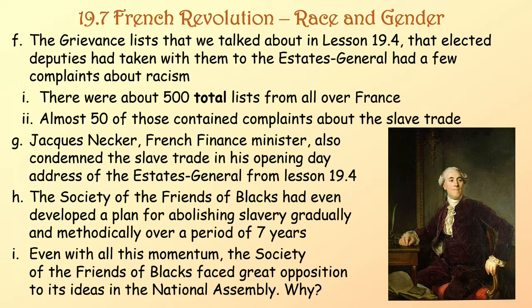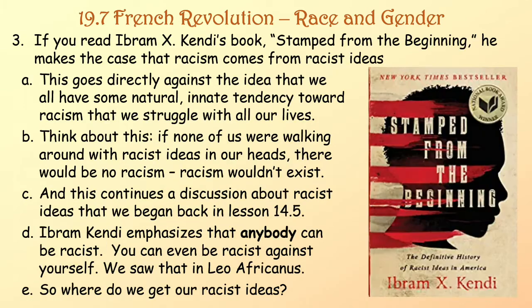from Lesson 1904. The Society of the Friends of Blacks had even developed a plan for abolishing slavery gradually and methodically over a period of 7 years. But even with all of this momentum, the Society of the Friends of Blacks faced great opposition to its ideas in the National Assembly. Why?